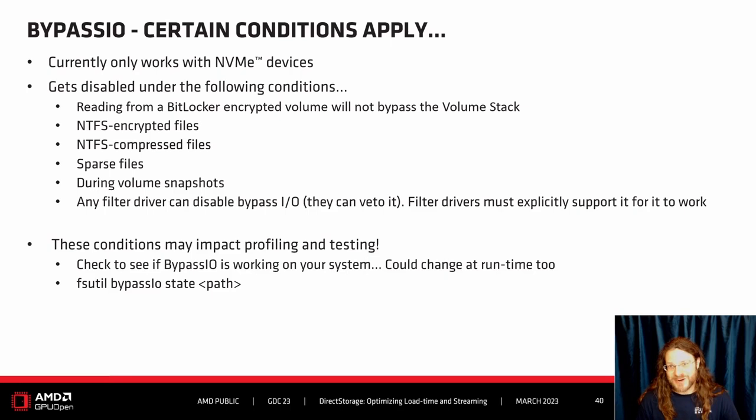However, it is done so transparently, file reads will not suddenly start failing. Microsoft has provided a utility, FSUtil, with the bypass IO state options to allow you to test whether or not a file path supports bypass IO. And it might be important for you during testing to test whether or not it is enabled, because it will impact your profiling and testing performance.